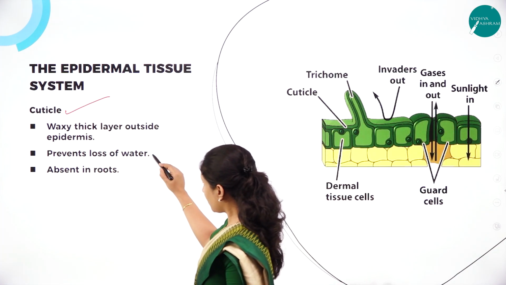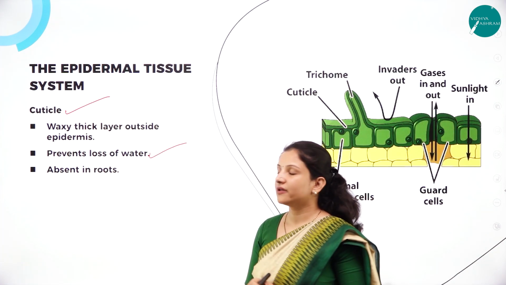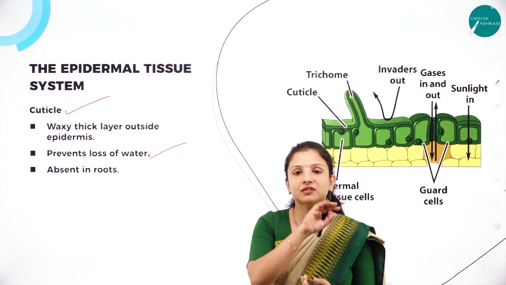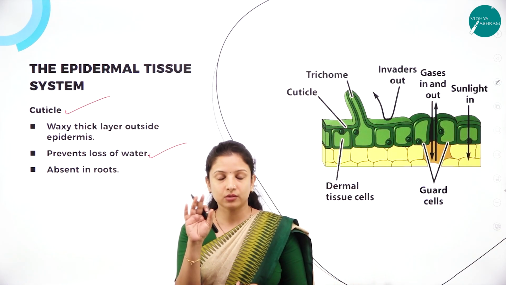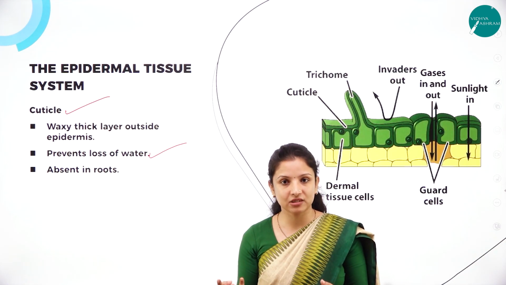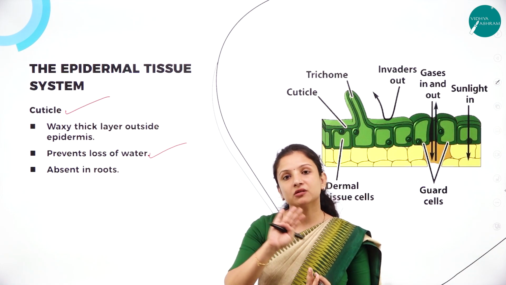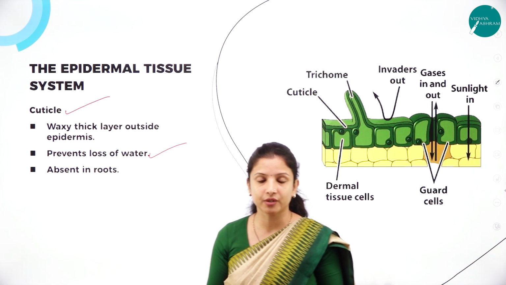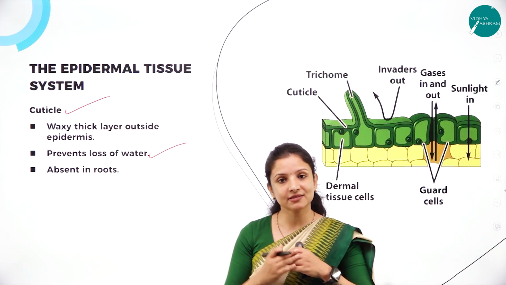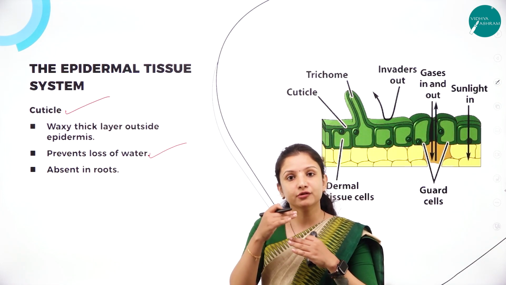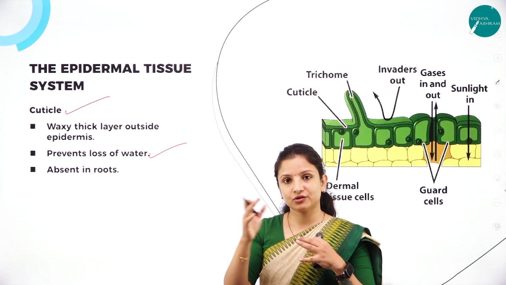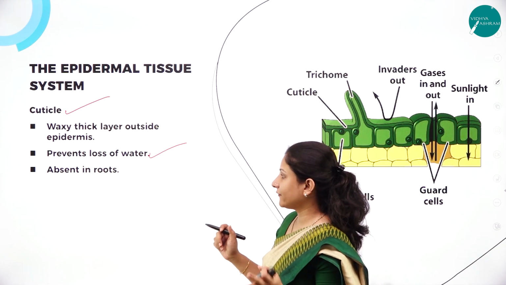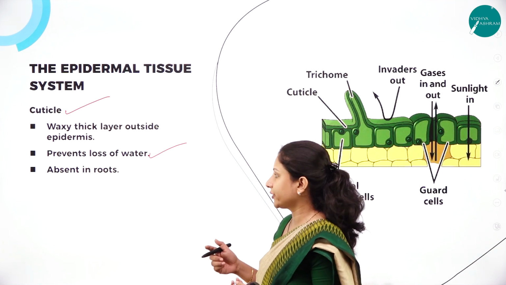Apart from that, it also prevents the loss of water, because if there is an extra wax coating, for example in desert plants, desert plants have a thick cuticle as well. For example the cactuses, they have a thick cuticle so that excessive water is not lost from the cactus. So therefore it also helps in prevention of loss of water.